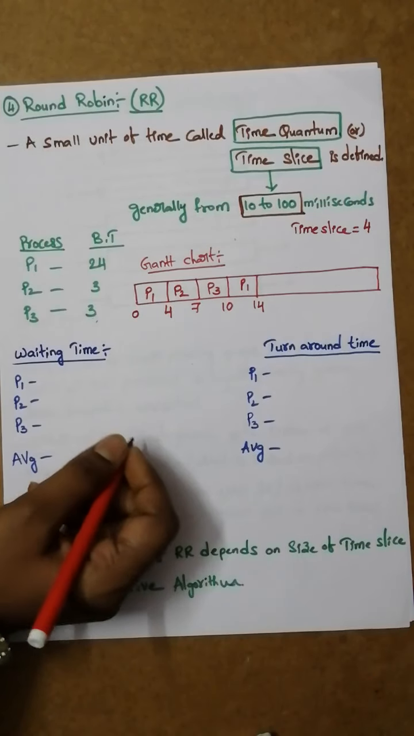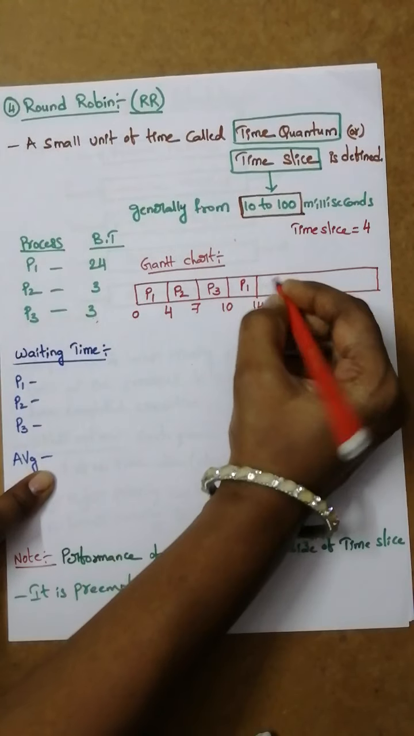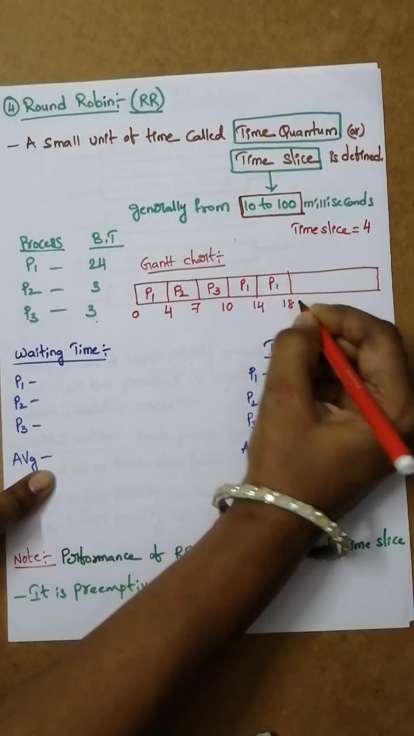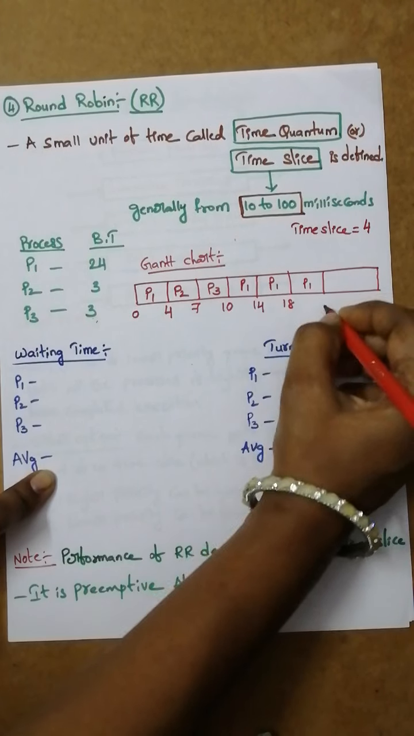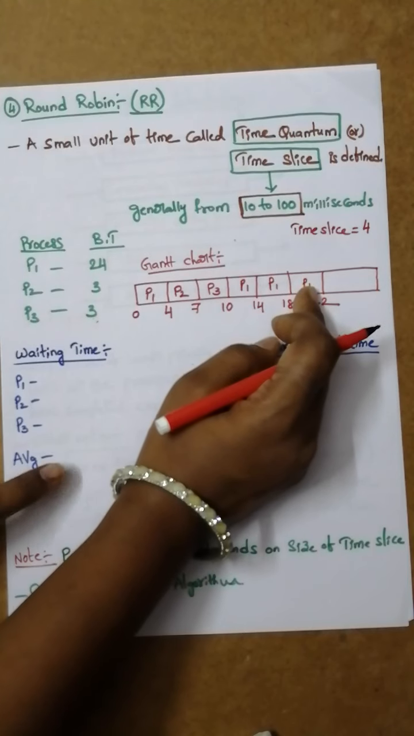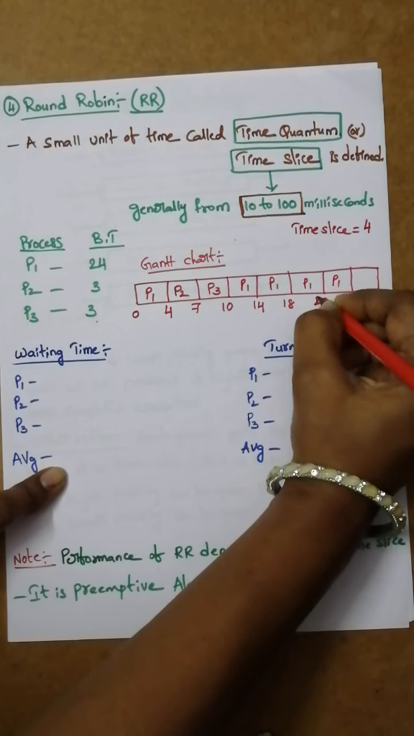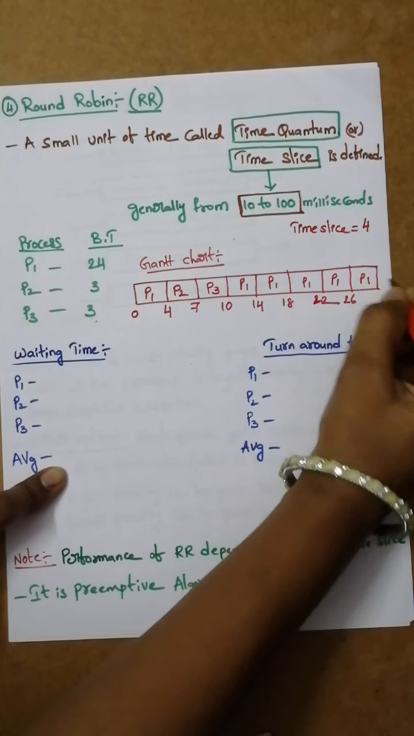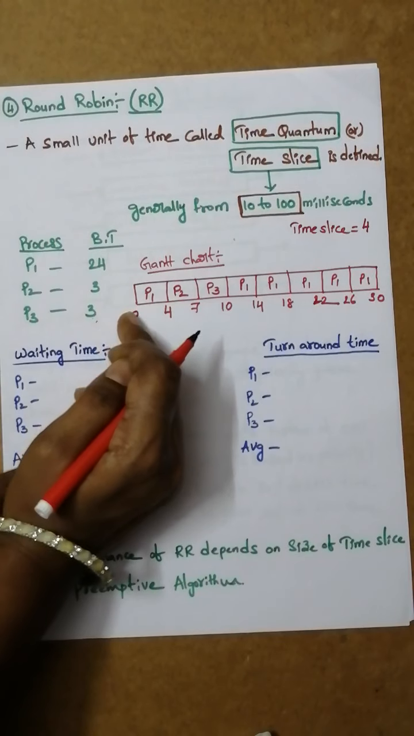Now let's see how P1 is done. Already 4 plus 4, 8 is done. Next is again P1, that is 14 plus 4, 18. Next is P1, 18 plus 4, 22. Next P1, 22 plus 4, 26. Next P1, 26 plus 4, 30. So the total is 24 for P1.